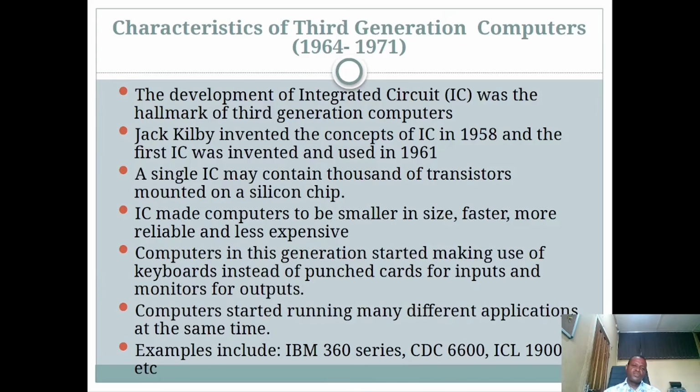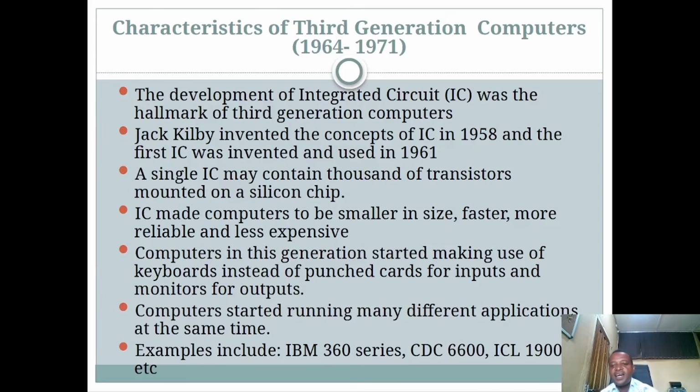Remember that operating system is a system program that manages the running and execution of application programs. So with third generation computer system, we started having operating system, and this made computer system run different applications at the same time.